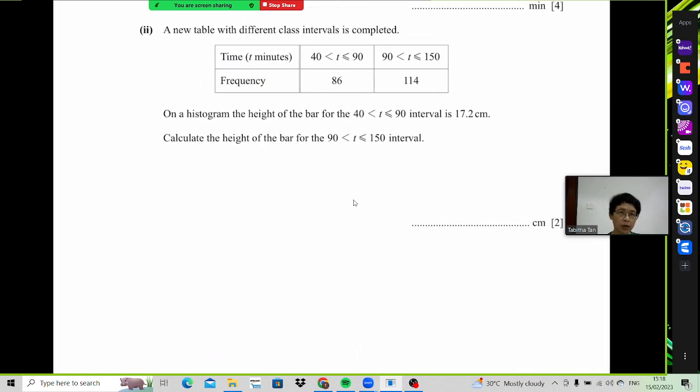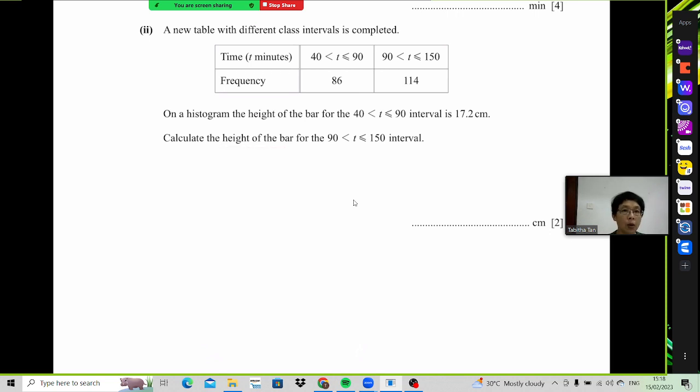Okay, we just read through to give us an idea what this question is about. A new table with different class intervals is completed. I was given the table there. On a histogram, the height of the bar for time t between 40 to 90 interval is 17.2 centimeters. Calculate the height of the bar for the t between 90 to 150 interval. And the answer is supposed to be given, of course, in centimeters because they ask for the height of the bar.